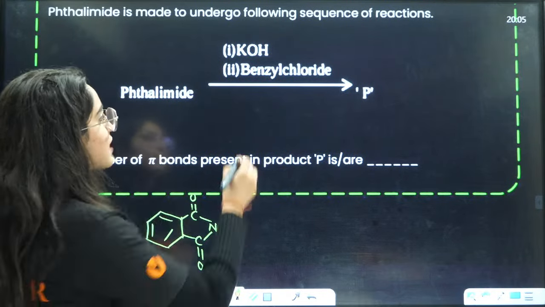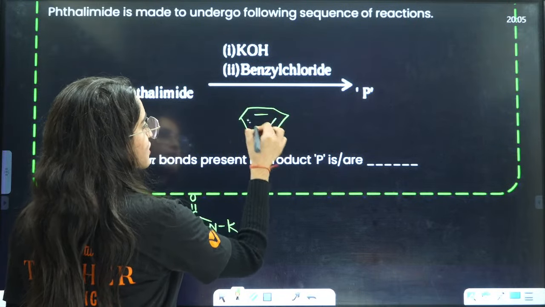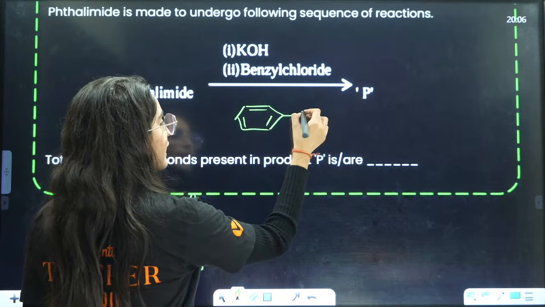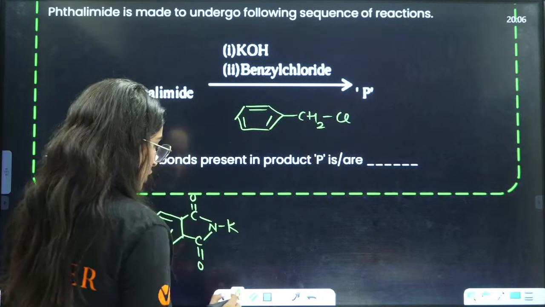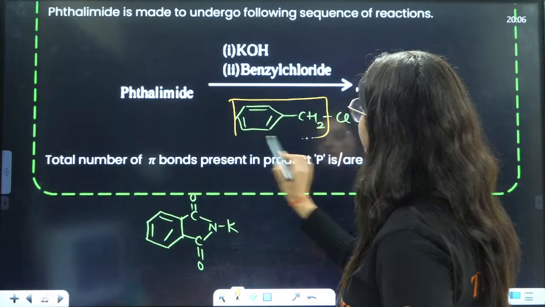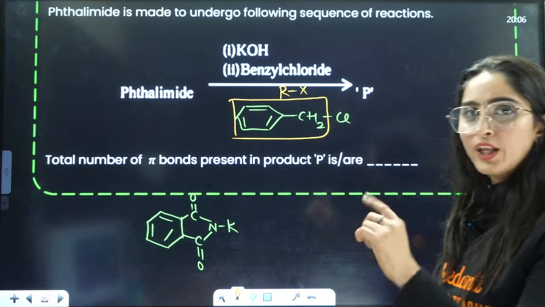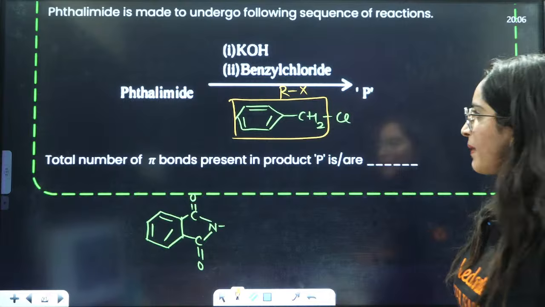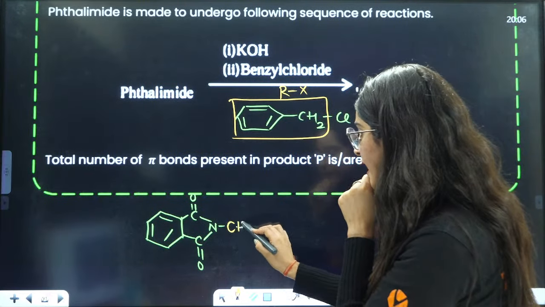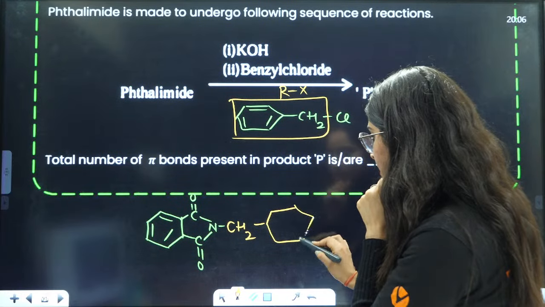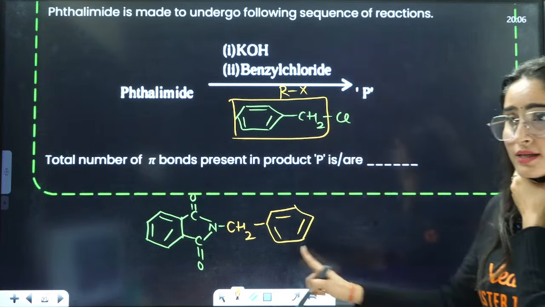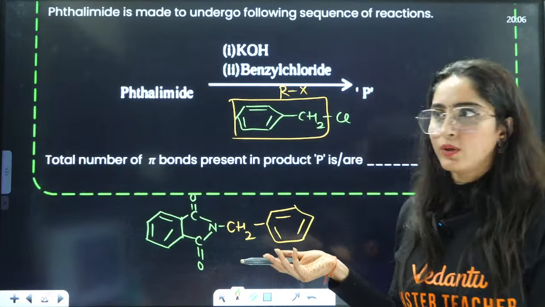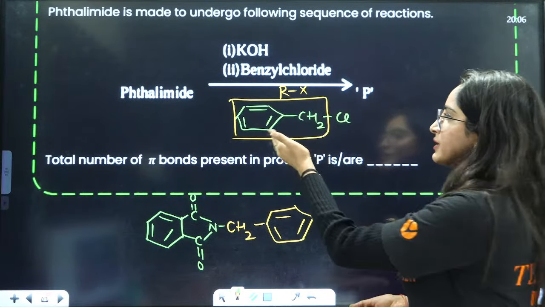After that, you are adding benzyl chloride. What is benzyl chloride? It's like this. This is like the Gabriel phthalimide reaction only. CH2Cl. So this is your R part, this is X. When you add benzyl halide, an alkyl halide here, this K will be replaced by the R part. R part is this one. So it will be CH2 and this is your benzene. So this thing will be formed in the end. This is the Gabriel phthalimide reaction only. It's just that they have replaced R with this benzene CH2.